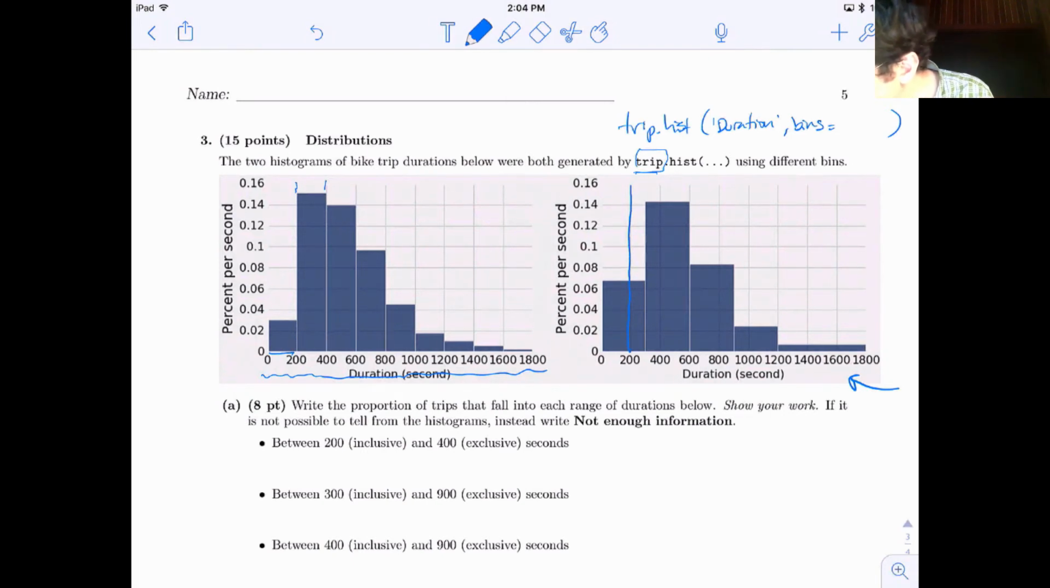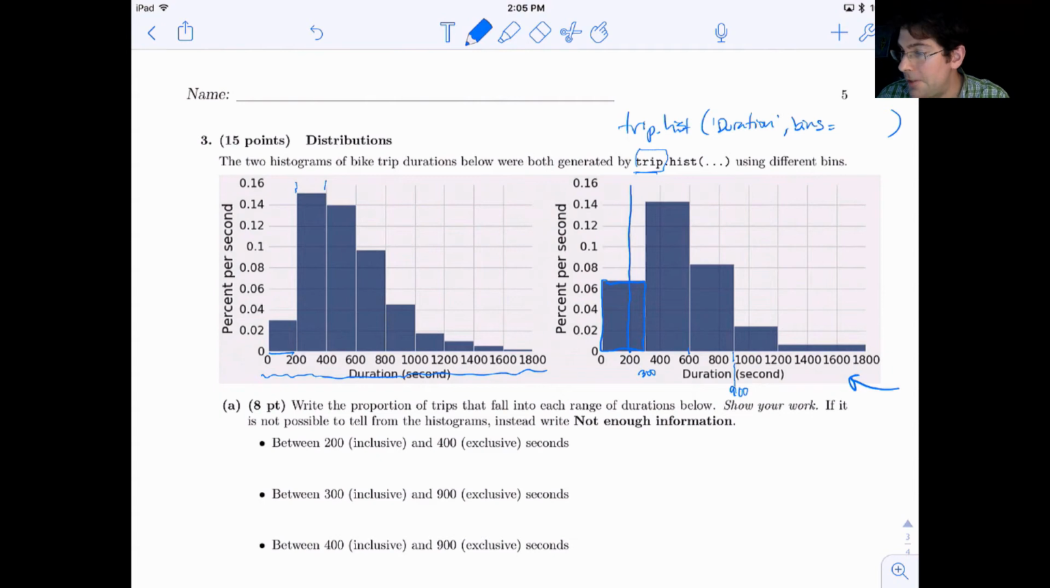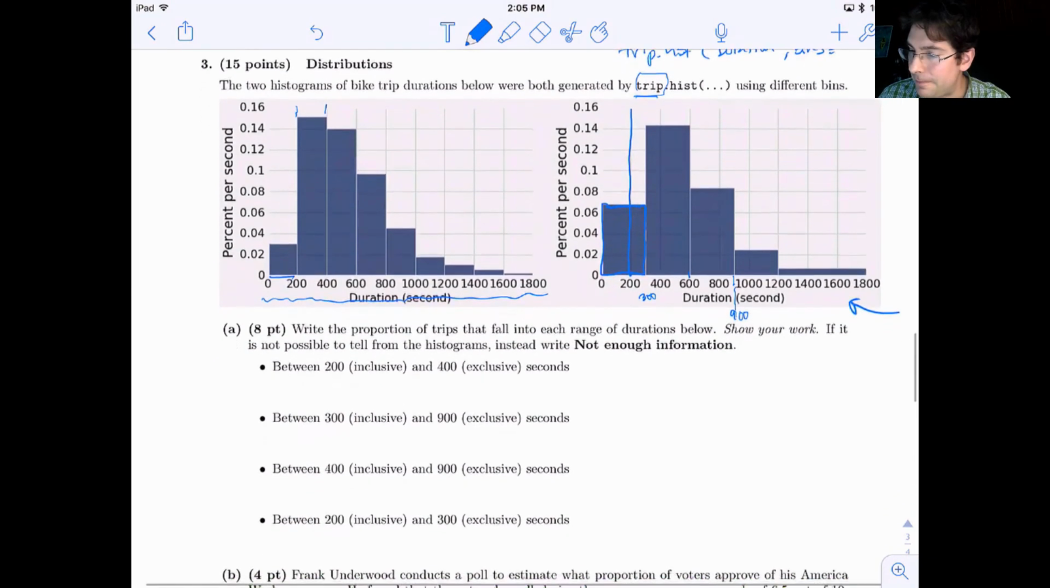So this bin does not go from 0 to 200, but instead goes from 0 to 300. This one goes from 300 to 600. This one goes from 600 to 900, up to 1200, and then the last bin goes all the way from 1200 to 1800. Now, both of these are describing the same group of duration numbers. They're just binning them in different ways, and we'll use that fact in order to answer the questions.